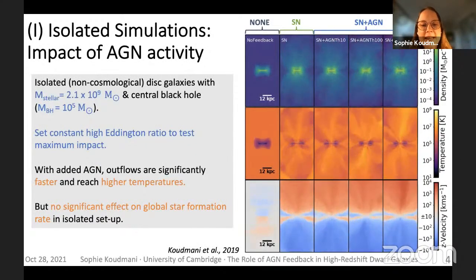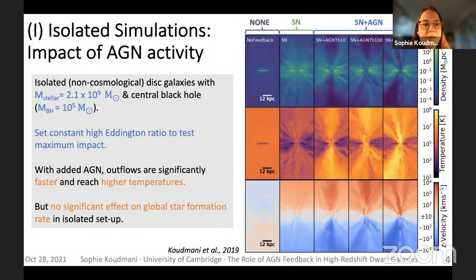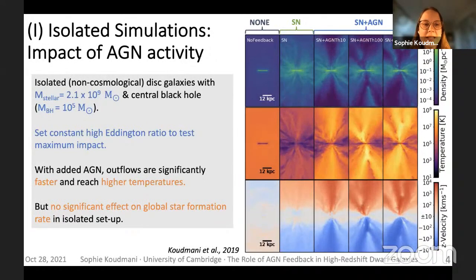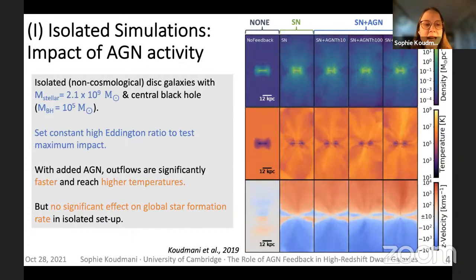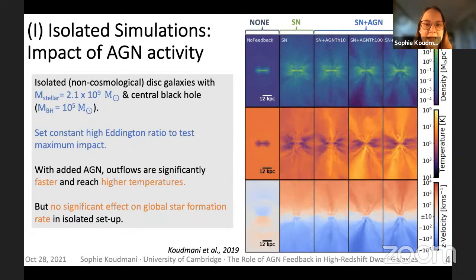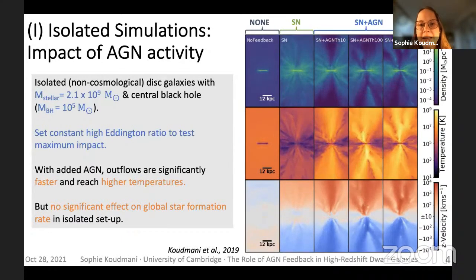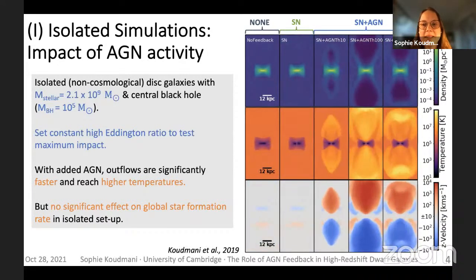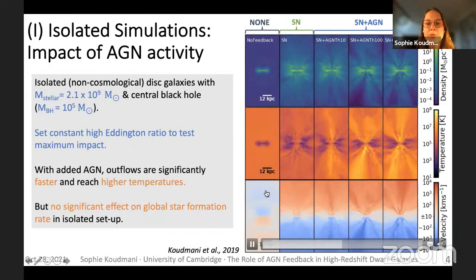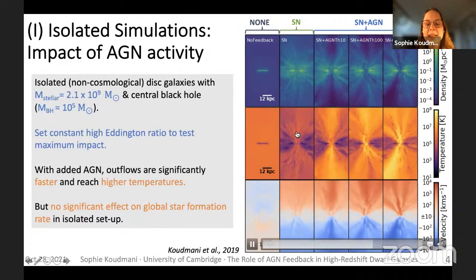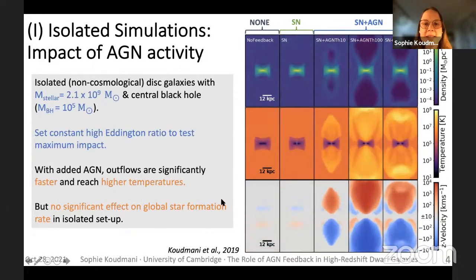First of all, I investigated AGN feedback in dwarfs using isolated simulations, so non-cosmological simulations of disk galaxies with stellar masses of approximately 2 × 10⁹ and a black hole of 10⁵. And here you can see a movie showing you a subset of the simulation suite. In the top row, you've got density. In the second row, you've got temperature, and in the final row, you've got the vertical velocity.